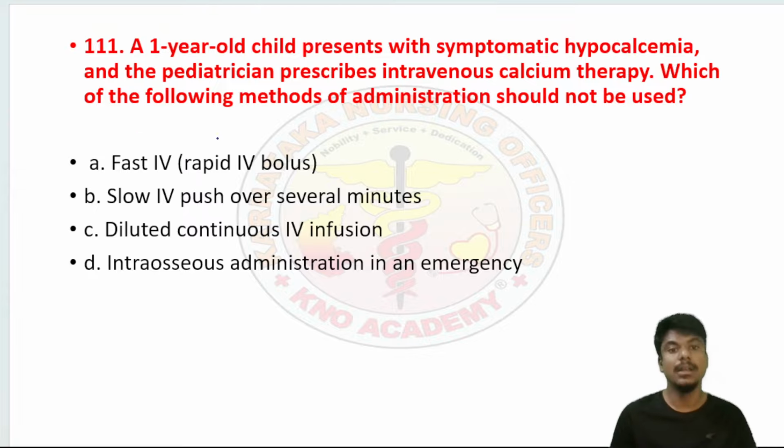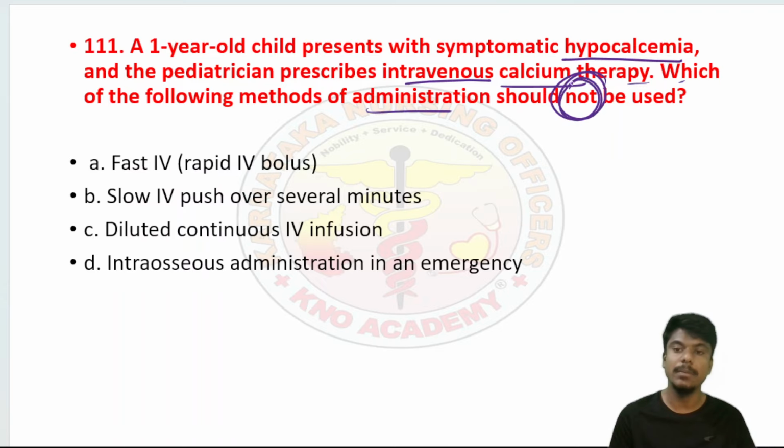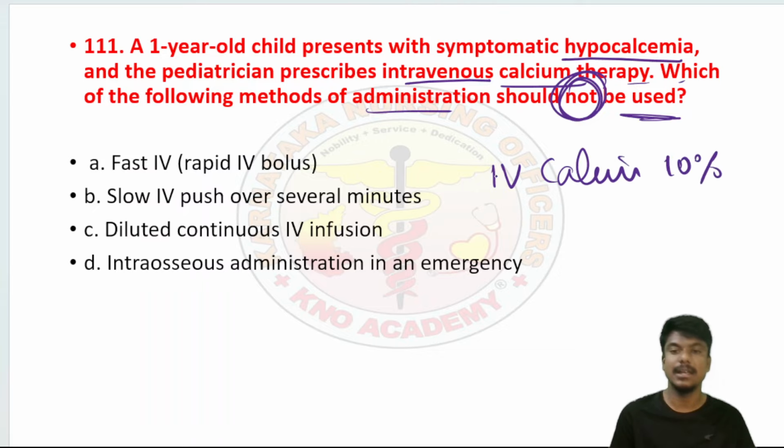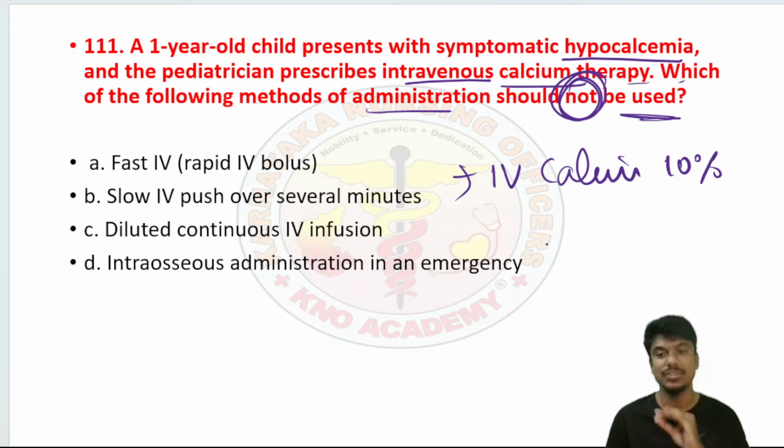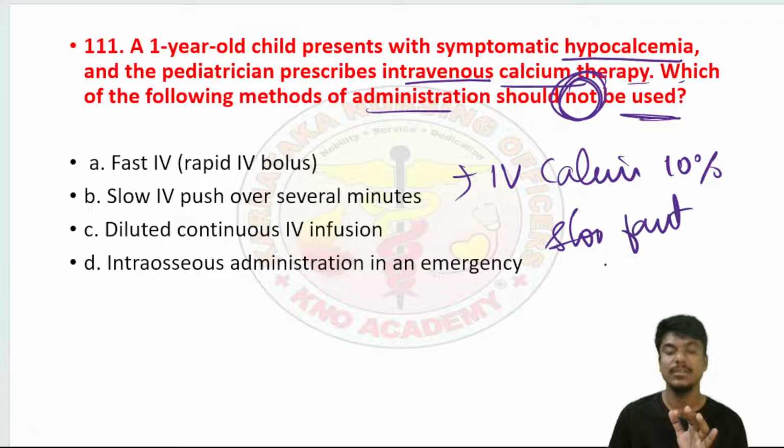So next question. Here we have a 1-year-old child presenting with symptomatic hypocalcemia, and the pediatrician prescribes intravenous calcium therapy. Which among the following methods of administration should not be used for calcium gluconate? If you see, IV calcium gluconate 10% is prescribed. Calcium gluconate is a life-saving drug, but it should not be given as fast IV. If you give it fast IV, what will happen? There will be a flushing reaction.